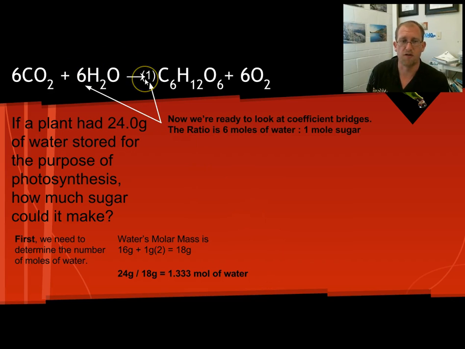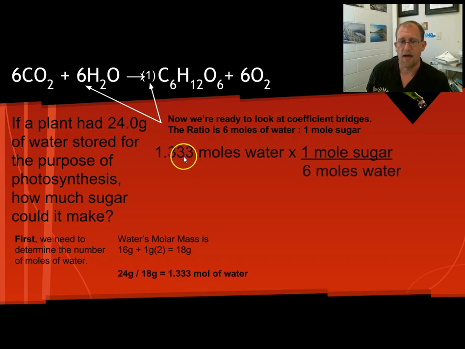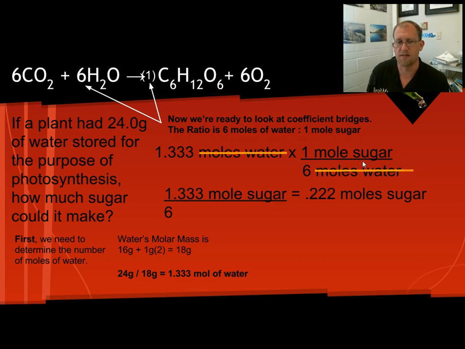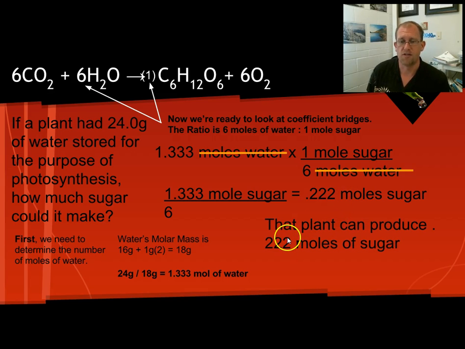Now I need my coefficient bridge, 6 to 1. And 1.333 moles of water, moles of sugar, cancel out my like terms, multiply across, and divide. 0.222 moles of sugar. Look at that, my decimal point didn't travel. 0.222 moles of sugar is my answer. I was given 3 sig figs, I report 3 sig figs. So I can make 0.222 moles of sugar from 24.0 grams of water.